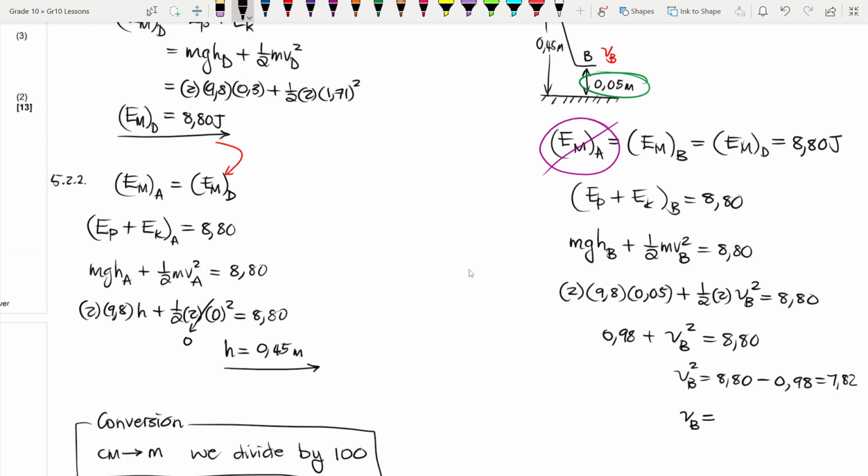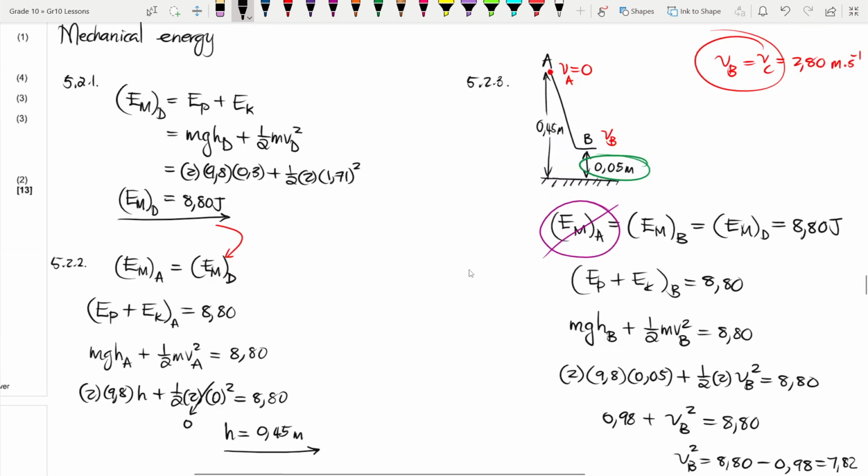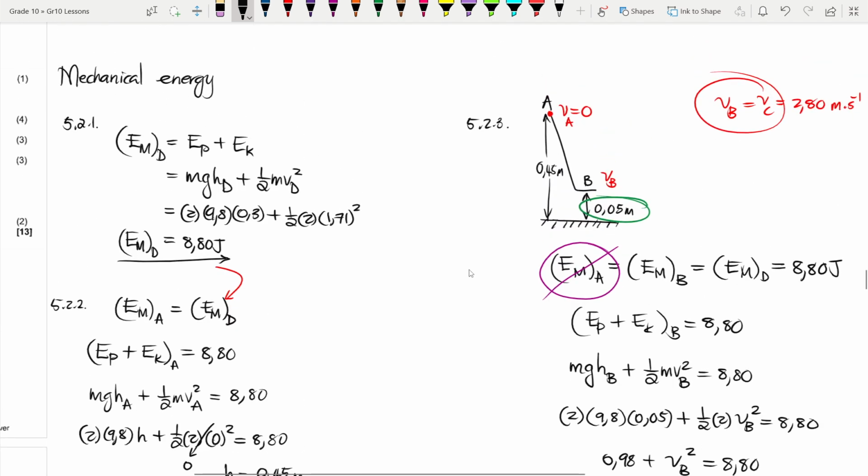What is the square root of that number? I don't know. What do we get for the square root of 7.82? So 2.80 meters per second. Right, which is the final answer that Tapelo provided, and that's correct.